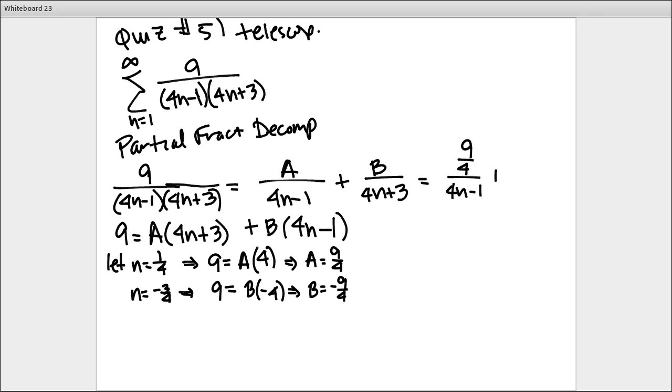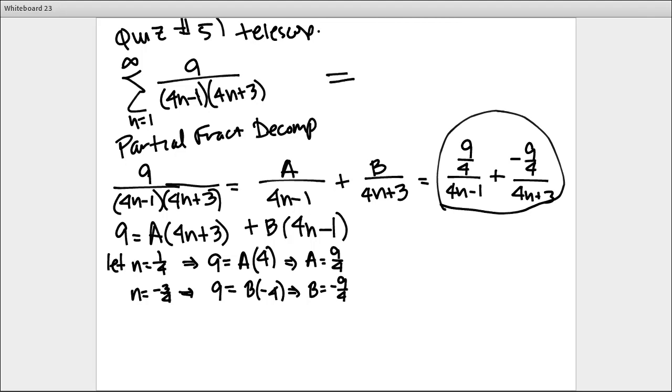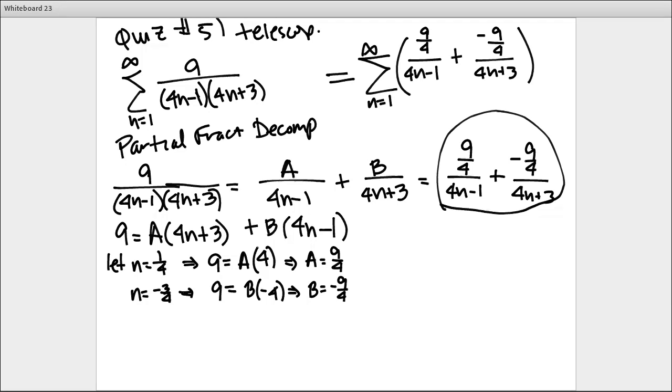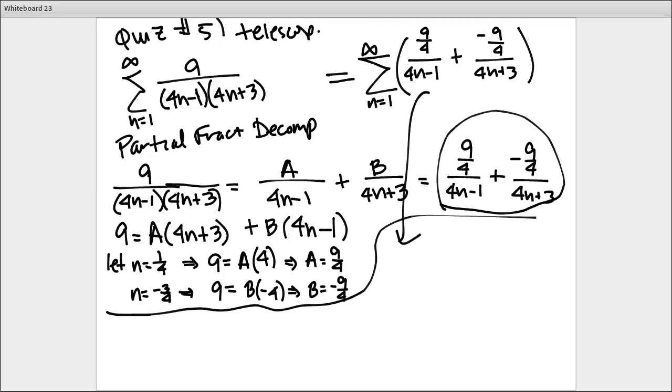So this ends up being equivalent to 9 over 4 over 4n minus 1, plus negative 9 over 4 over 4n plus 3. So now that's your series. You're going to replace it, so this is equivalent to the sum from 1 to infinity of 9 over 4 over 4n minus 1 plus negative 9 over 4 over 4n plus 3. And then you start plugging values in.